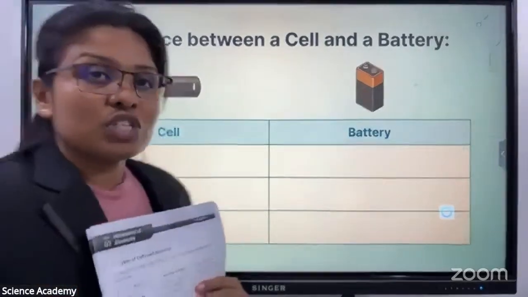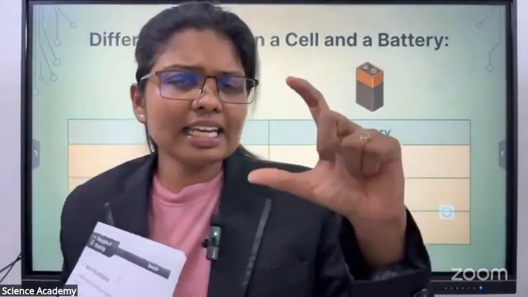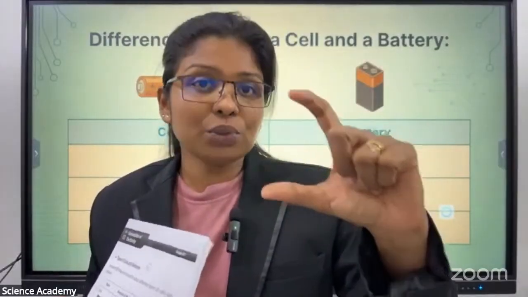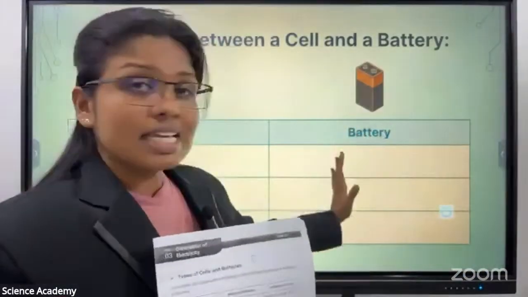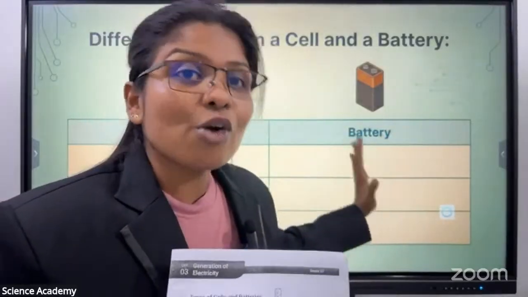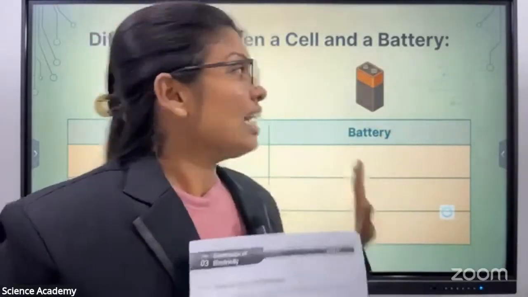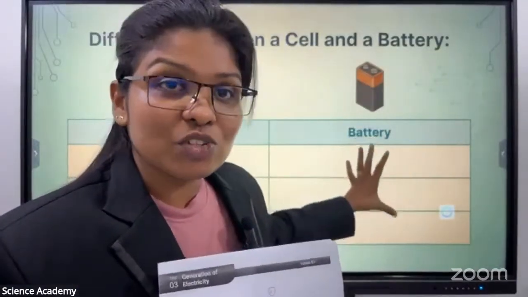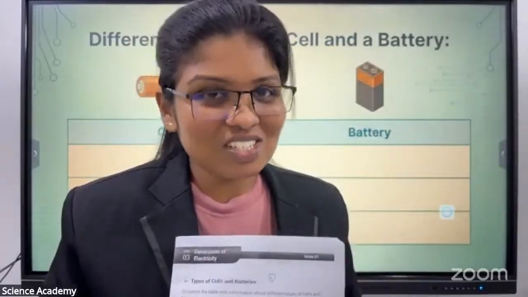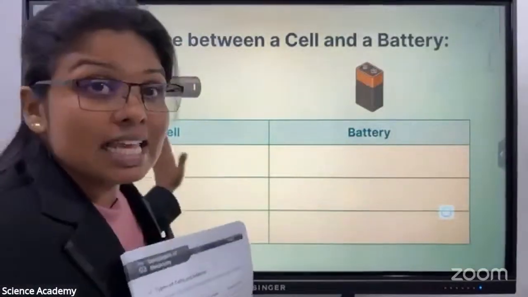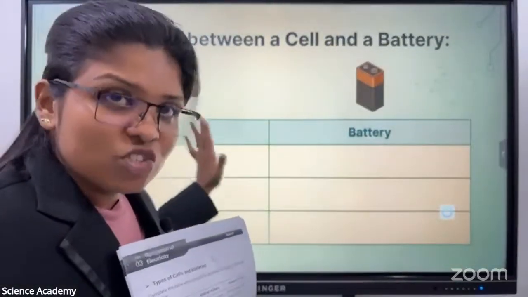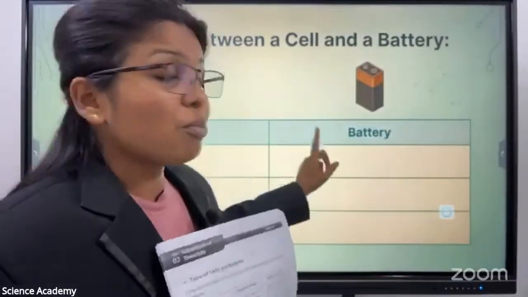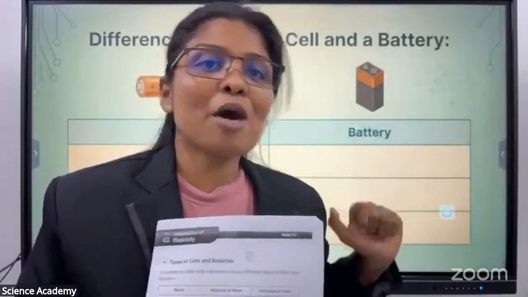Okay. So children, a cell is one, only one unit. A battery is a collection of several cells. A cell is only one unit. A battery is a collection of several cells. Here, a cell can generate a low amount of electric current, but a battery can generate a more amount of electric current.